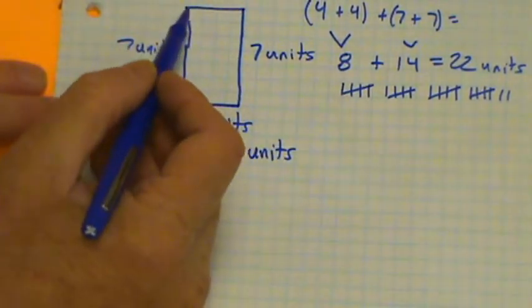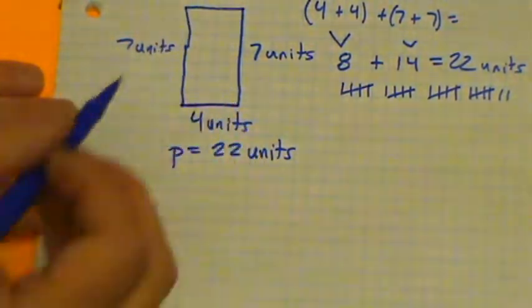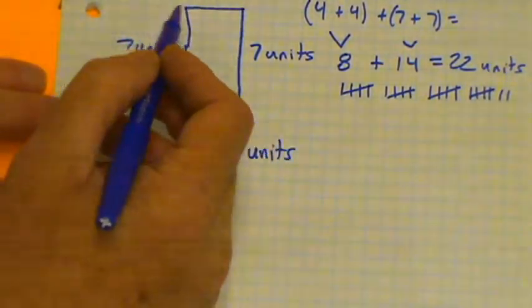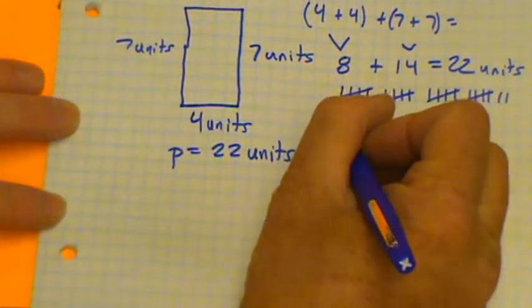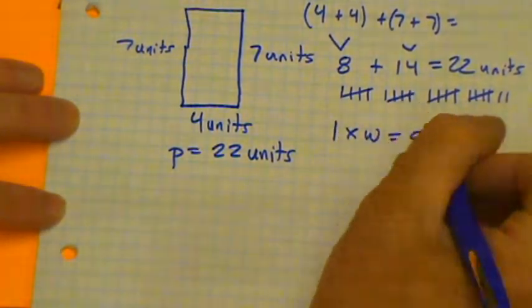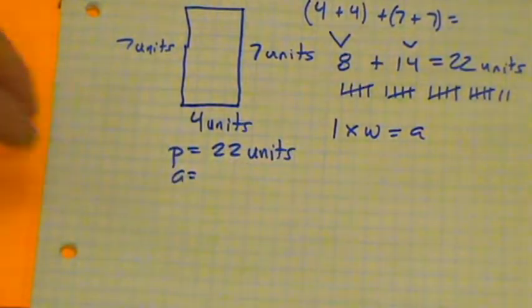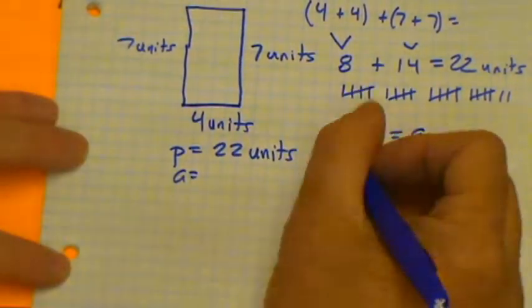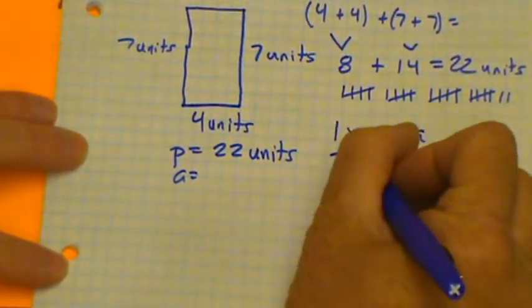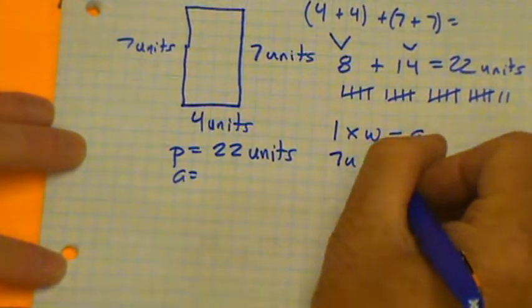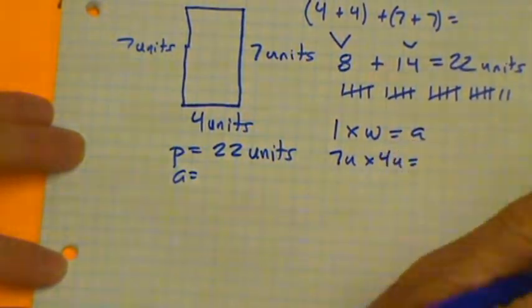Okay, so we're counting all the little squares inside here. So the way we do that, believe it or not, is you just multiply one side. We call it length times width. So we do length times width equals area. Area equals length times width. Well, our length is 7 units. So I'm going to put 7, and I'll put a U for units, times 4 units equals what?